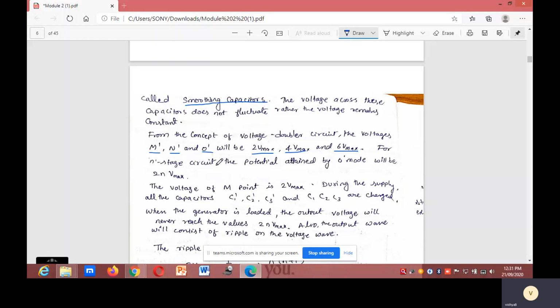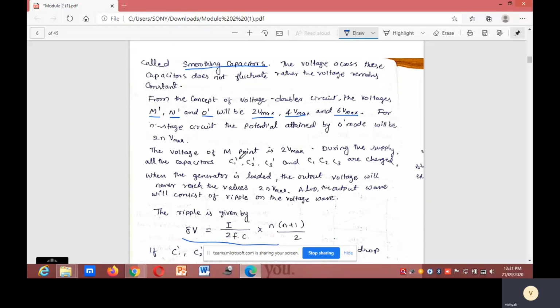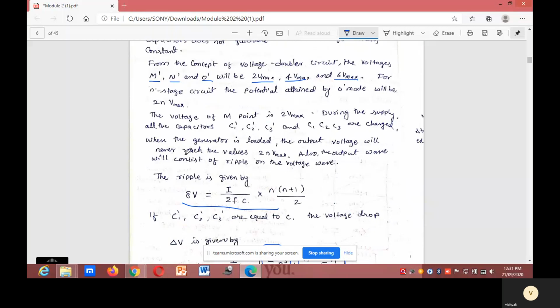For an N stage circuit, the potential attained by O dash will be 2N Vmax. The voltage of point M is 2 Vmax. During the supply, all the capacitors C1 dash, C2 dash, C3 dash and C1, C2, C3 are charged. When the generator is loaded, the output voltage will never reach the value of 2N Vmax. Also, the output wave will consist of a ripple.